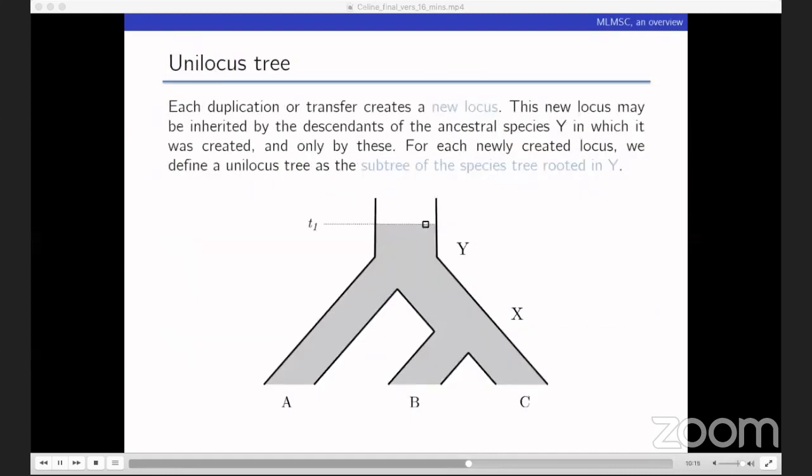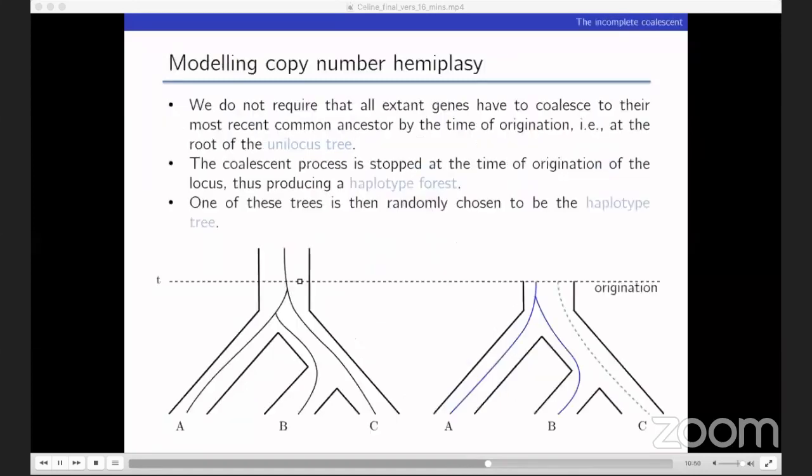To do so, I need to introduce the concept of unilocus tree. Each duplication or transfer creates a new locus, and this new locus may be inherited by the descendants of the ancestral species in which it was created, and only by these. So for each newly created locus, we define a unilocus tree as the subtree of the species tree rooted at the time of the transfer or the duplication. In our example, if we have a duplication at time t1, our unilocus tree will consider 3 species. For a duplication at time t2, our unilocus tree will only contain 1 species, the B species here.